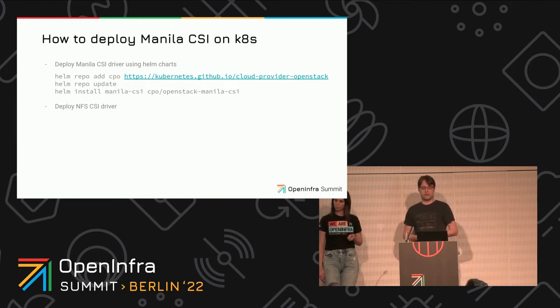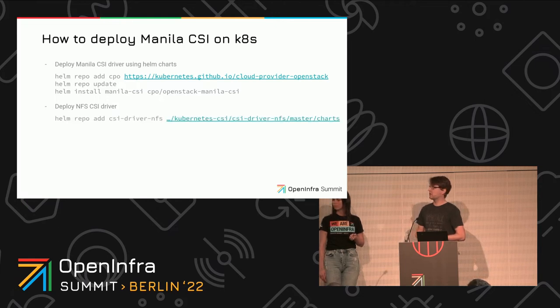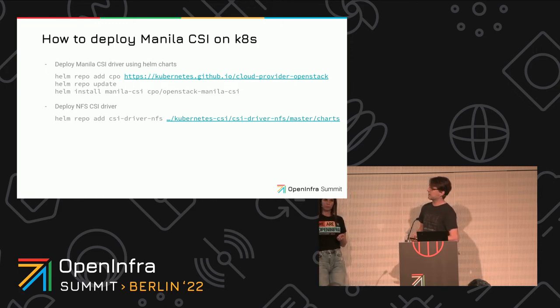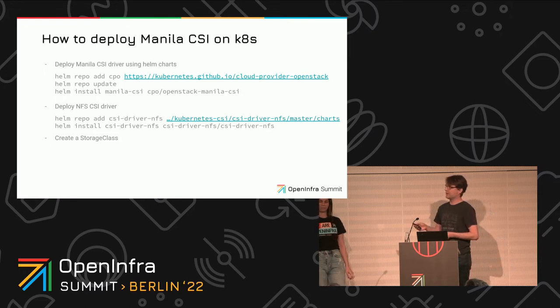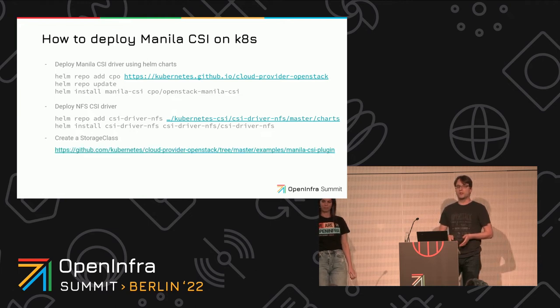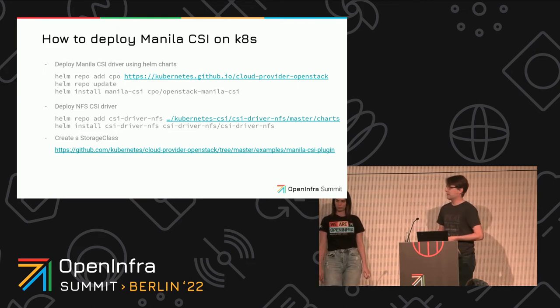Basically, the same needs to be done for the NFS CSI driver. So again, we have some Helm charts. I shortened the URL a little bit, but the full link will be available in the slides. As you can guess, it's on GitHub, so you will easily find it as well. And then install the CSI drivers themselves. The next step is to actually create a storage class or multiple storage classes. I'll skip that for a second now. Victoria will mention that very shortly. But there are multiple ways to create storage classes, and you find a couple of examples in the upstream source code repository.